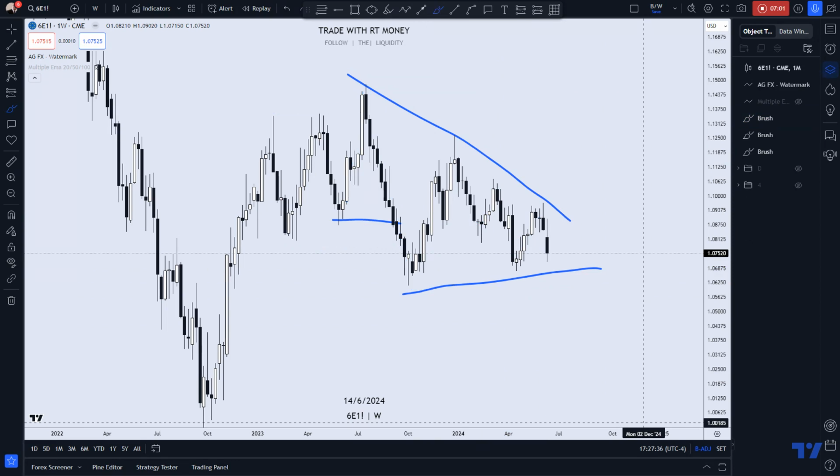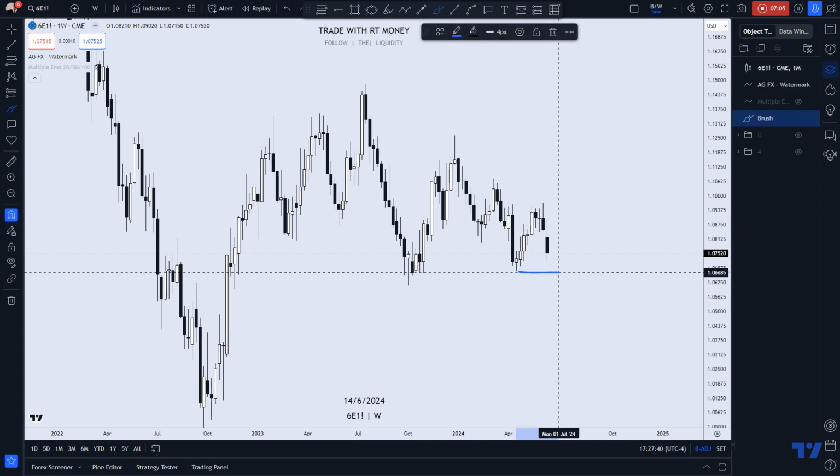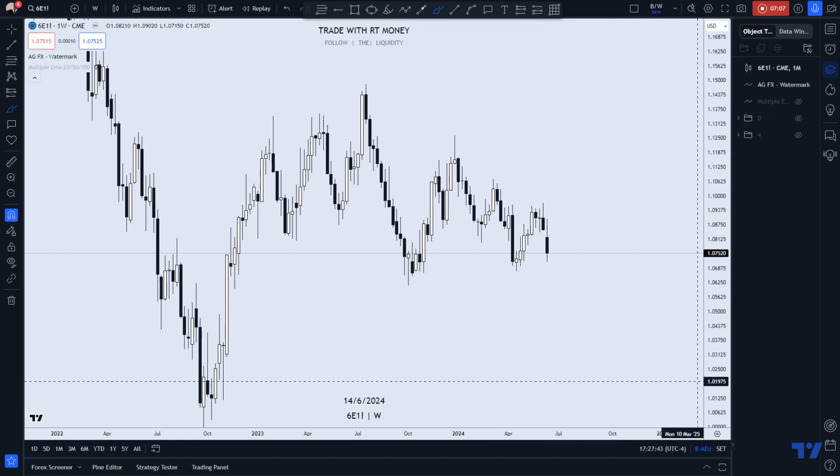Let me clean this up. Looks like we are targeting those lows. This is the obvious next sell side liquidity target.